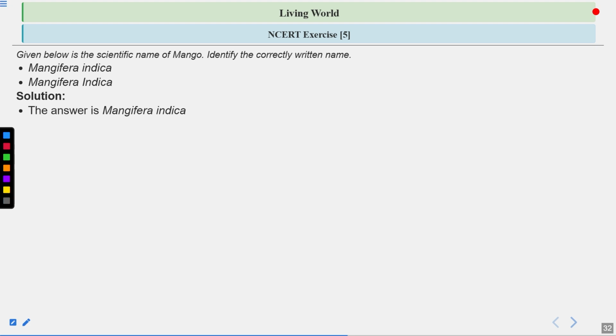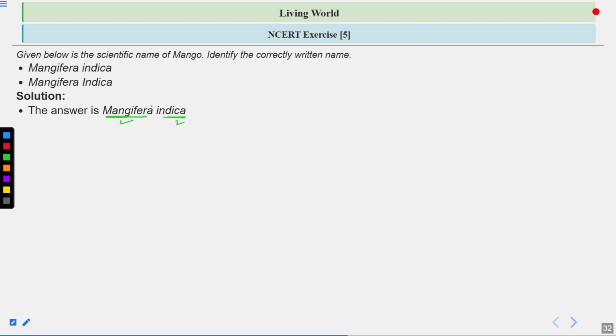A scientific name or a biological name has two components according to binomial nomenclature. So what are these two components? The first one is the generic name. The second one is the specific epithet. So the generic name here is Mangifera. This represents the genus. Indica is the specific epithet.